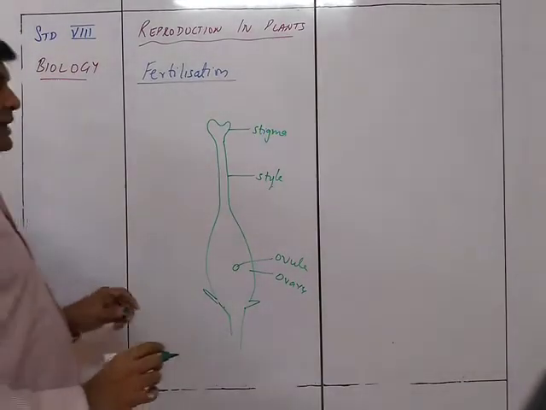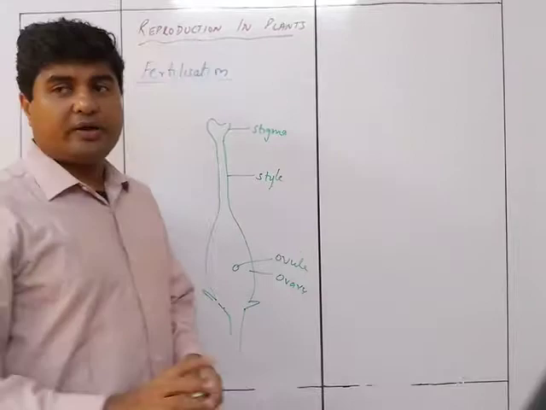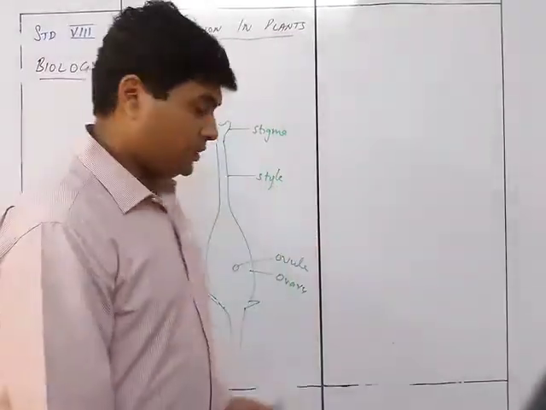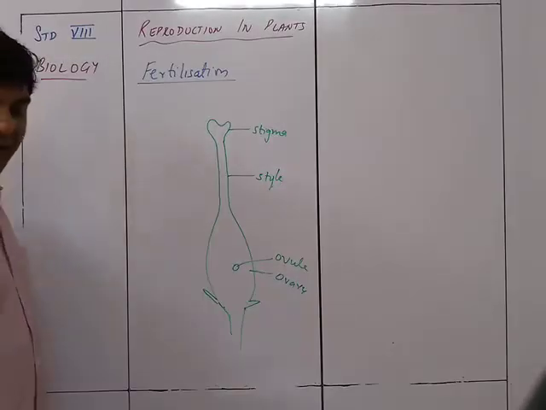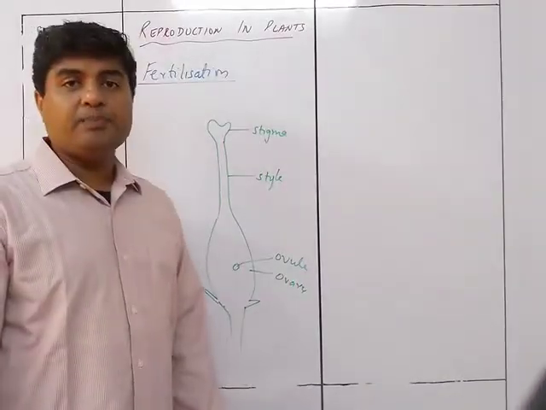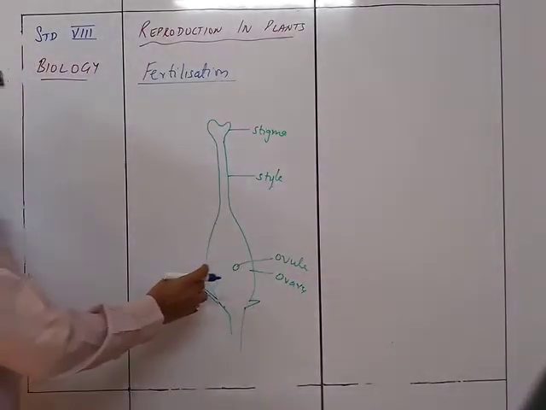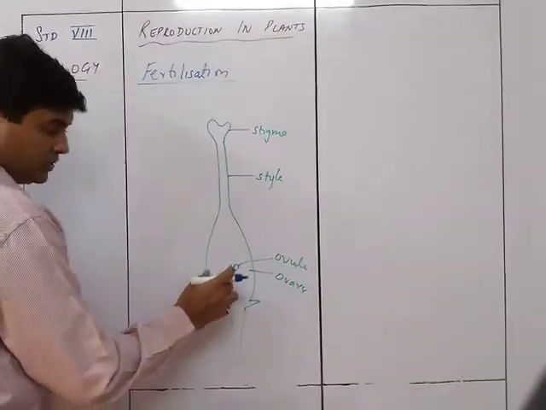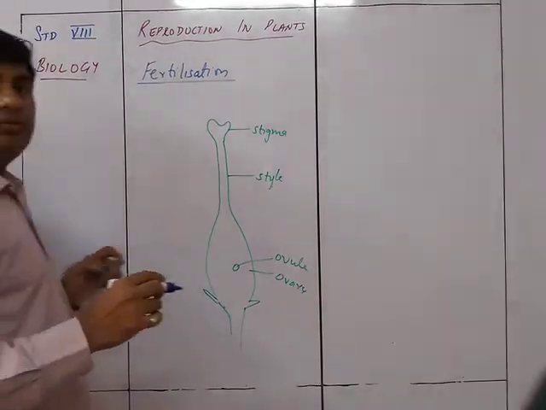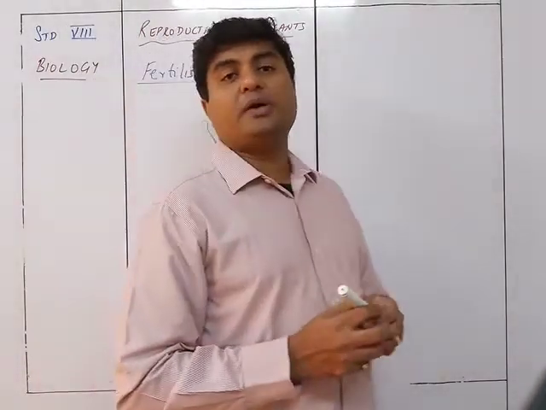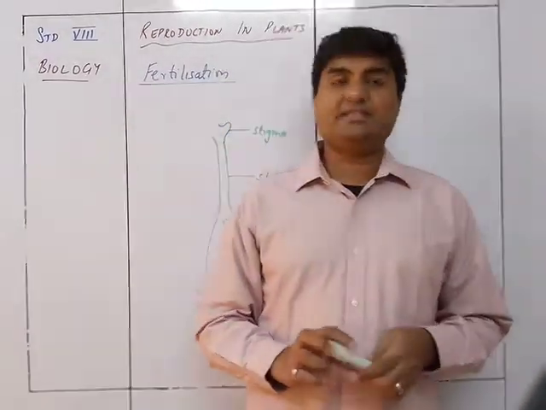So we had seen up till now that this was the female reproductive part, that is the ovary, style, and stigma. Ovary contains the eggs, so that is the ovules. Okay. So now we consider that the fertilization of this particular flower has taken place.